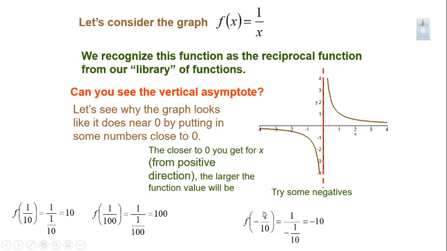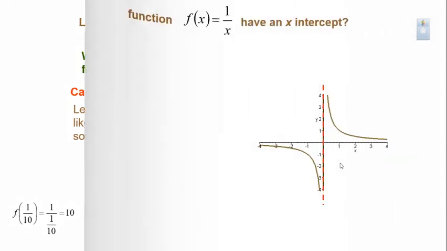If I try going closer and closer to 0 from the left-hand side, -1 over 10, then -1 over 100, you'll see that the answers still get bigger and bigger, but now they're all negative. So the graph goes downward to negative infinity.